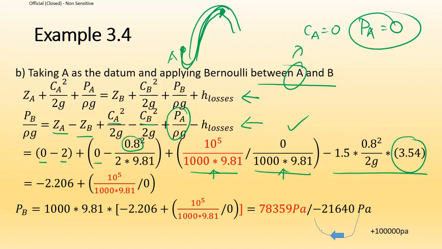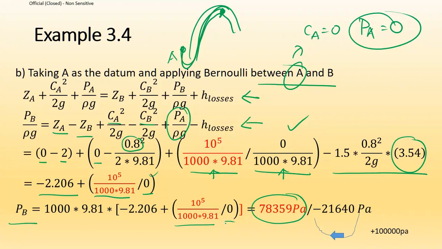So we work out the right hand side. It will be negative 2.206 plus either the absolute value or the gauge value. But again, the gauge value is convenient. So we work out the PB. Again, I give you a choice, either use absolute or gauge. If you use the absolute value, you will get the absolute pressure.